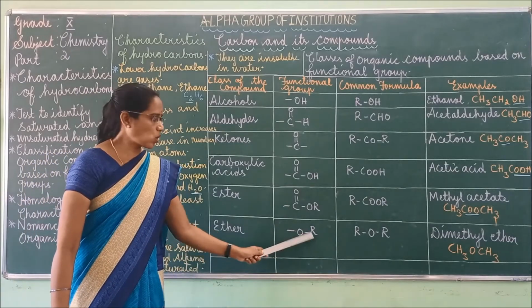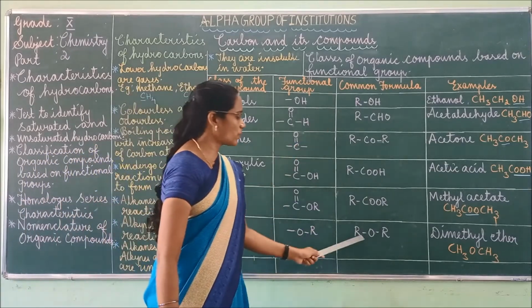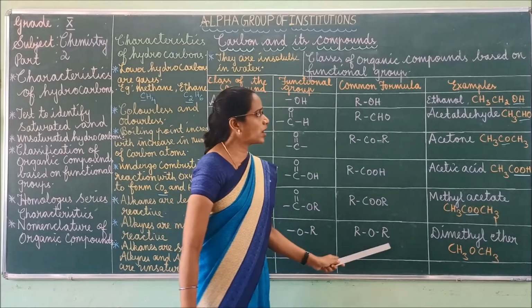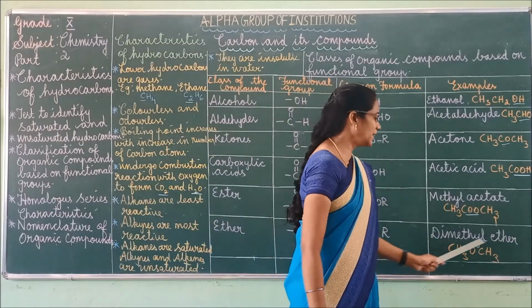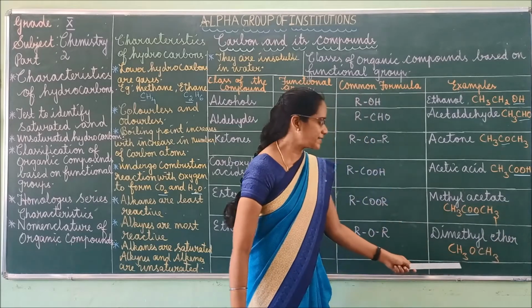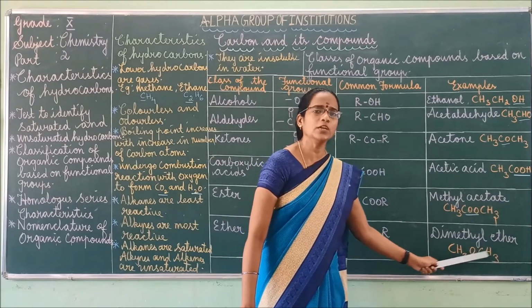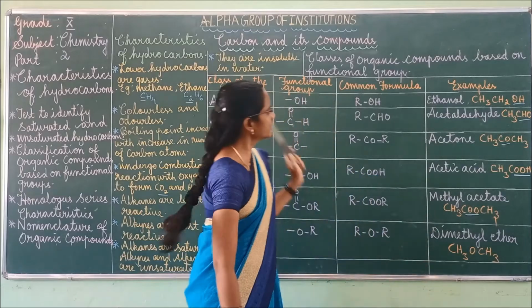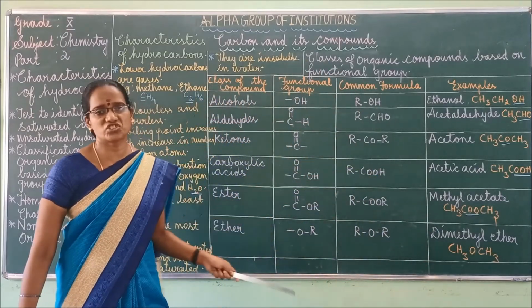The bond is C-O-C, and its common formula is ROR. Example is dimethyl ether, and its formula is CH3OCH3. These things will come under one more question, children.